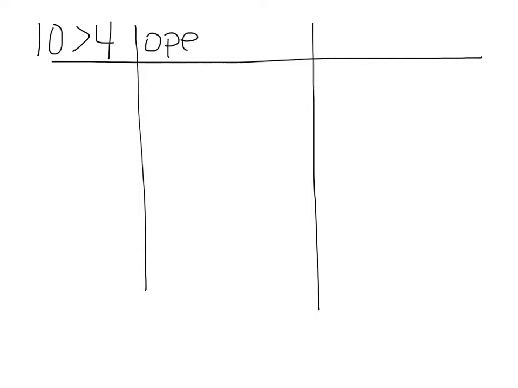Let's create a little chart to discover when we need to reverse the sign when solving. So we're going to create a table that looks like this. We're going to start with the inequality 10 is greater than 4. We're going to perform a specific operation to it, and we're going to look at what happens to the result. And do we need to switch the sign?